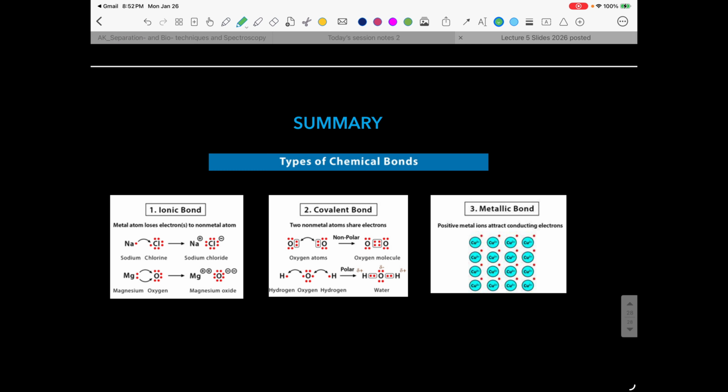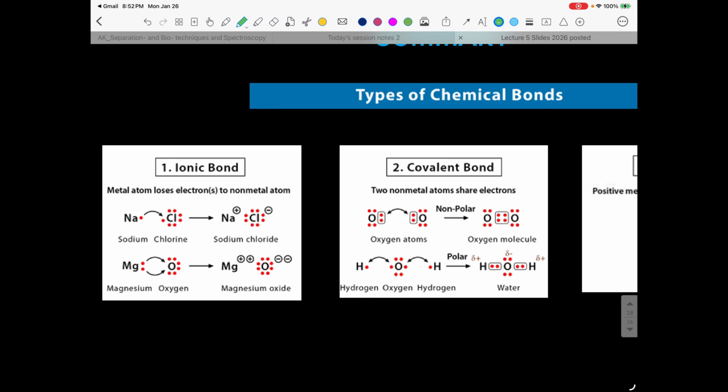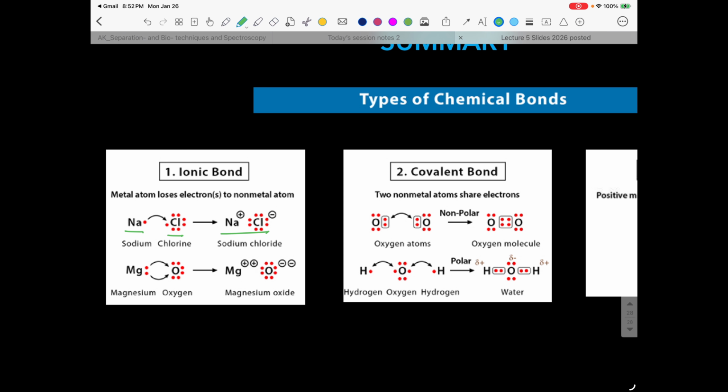So just to summarize, we have 3 types of bonds. Ionic bond is formed when there is transfer of electrons. There is a metal that loses an electron to a non-metal and they form an ionic bond. And you can have charges of +1 interacting with -1, or +2 interacting with -2, or even +1 interacting with 2 minus, wherein the ratio changes.